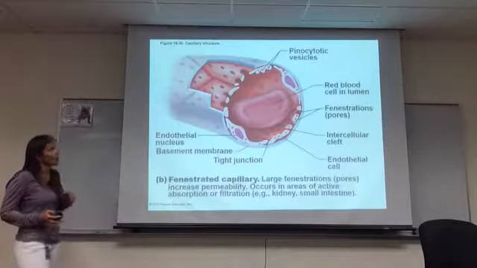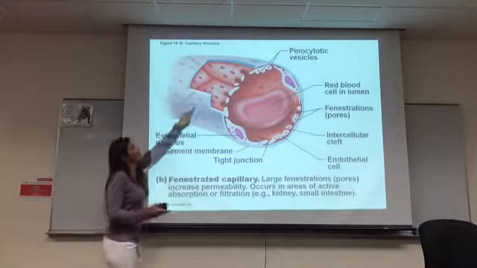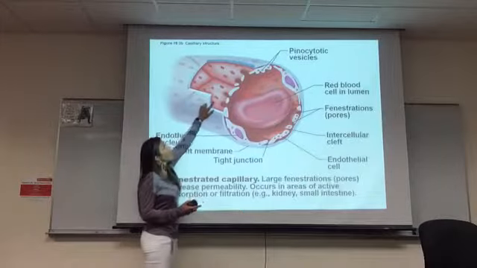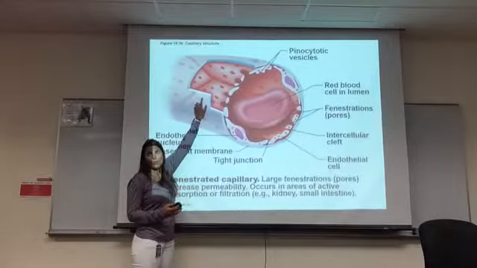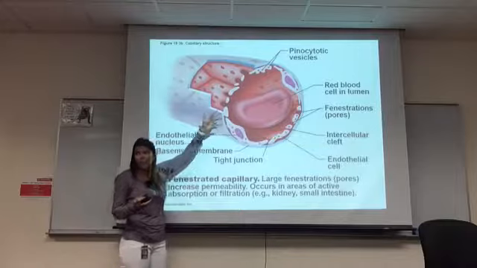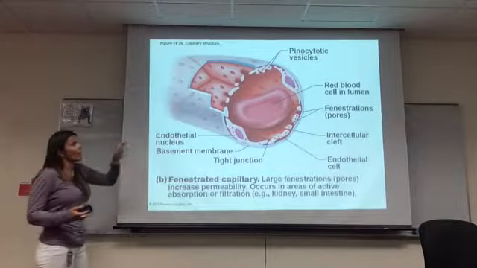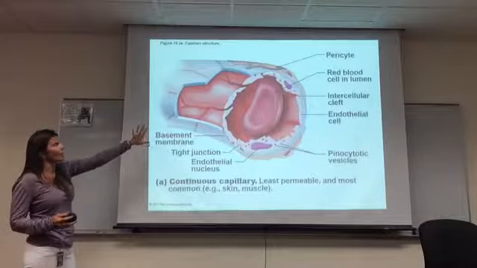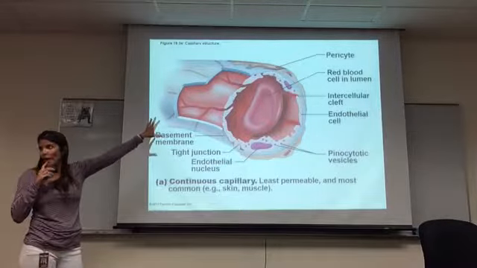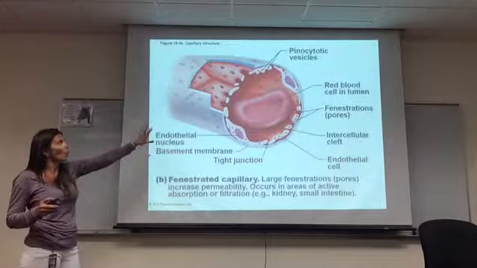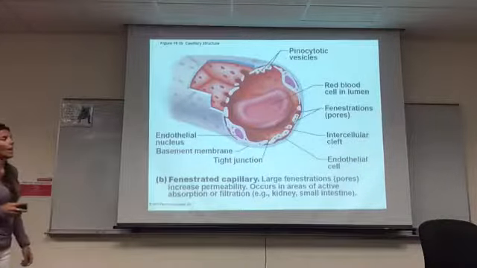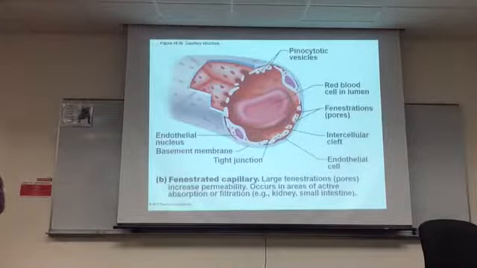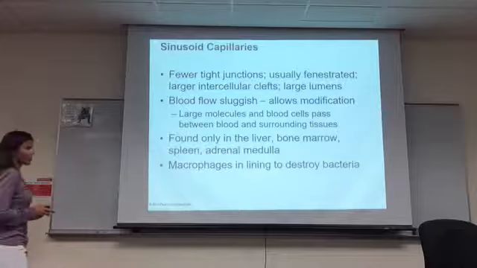Let me kind of show you what they look like. You can see that they have the normal clefts, but they have additional holes. So fenestrations, so openings where things can be forced through. So here again is fenestrated. Let me show you again. Continuous. You can't see those holes or those gaps there. So these are quite more permeable than the continuous capillaries, and not located in the same locations because they carry out different functions. Then the last ones are sinusoid capillaries.